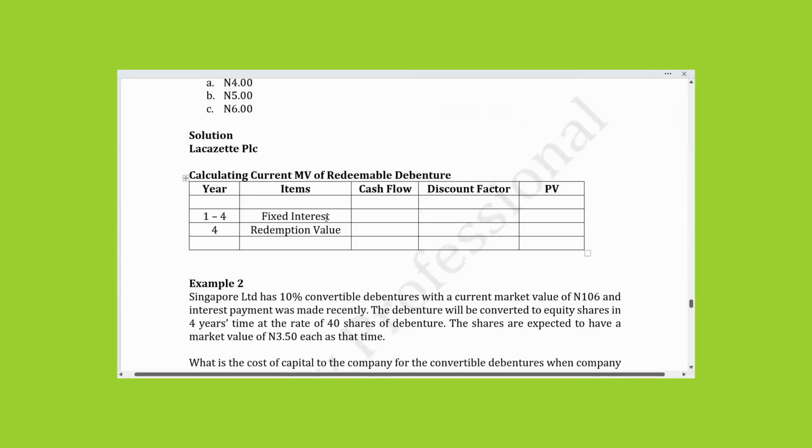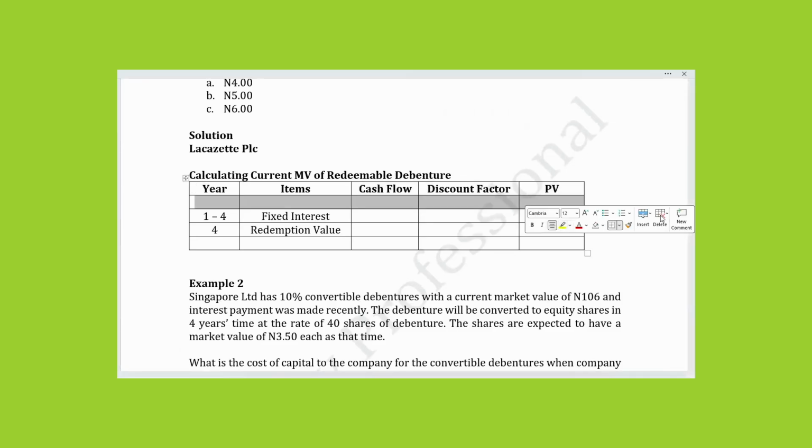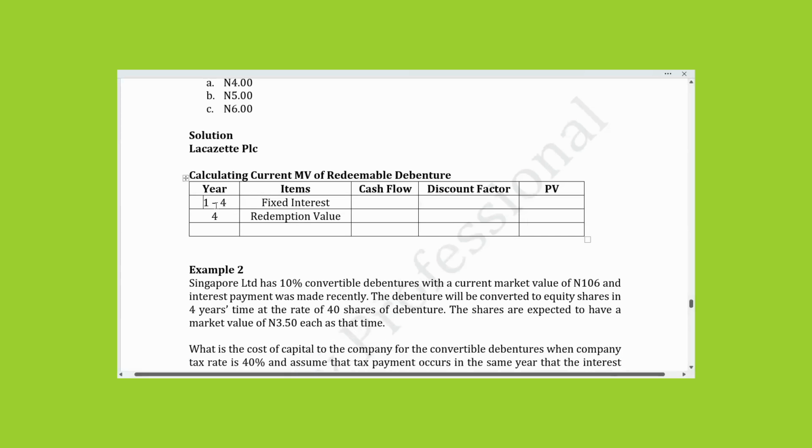So we want to calculate market value of redeemable debenture, right? Therefore, you go to the question. Let me even start from the beginning. All right. So the first cash, remember my definition. I said that the market value of redeemable debt is the present value of future cash flows. What are the future cash flows? Interest, fixed interest, and also redemption value, discounted at the yield or rate of return on the debt.